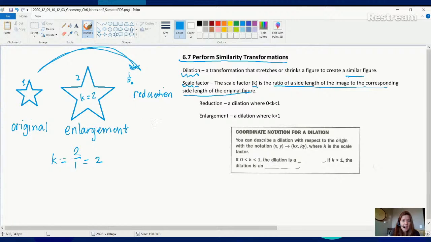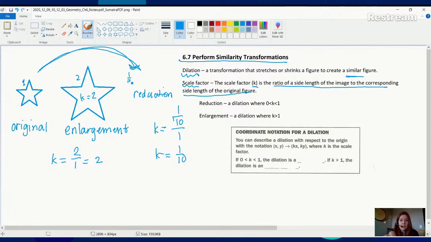So my K, my scale factor, would be the image, the new side, to the original. My original was 1, my new is 1/10, so my scale factor would be 1/10. So this little baby star is 1/10 of my original. The enlargement is 2 times my original. So that's a way that we use scale factor. It's a little bit of a tweak on that, but that's the idea of what a scale factor is.